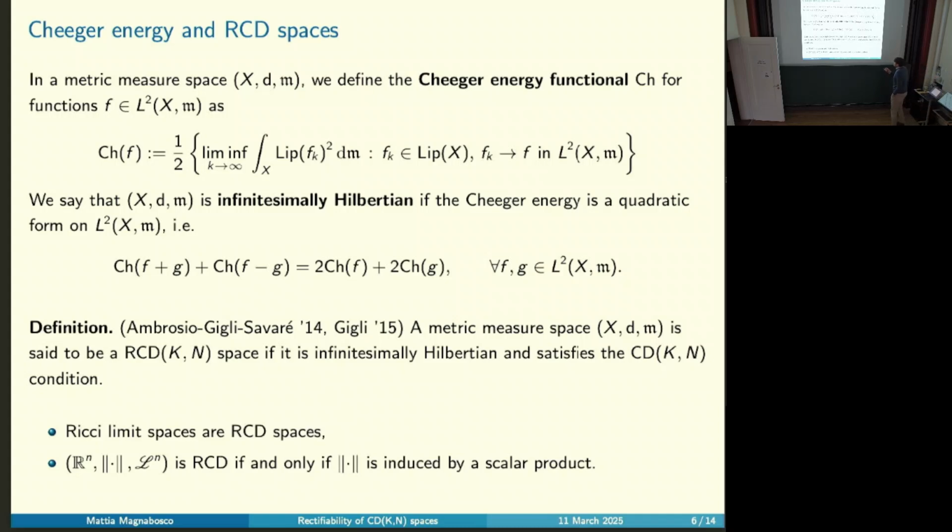And indeed, this was also very reasonable because it allows to define a lot of analytic objects, for example, the Laplacian, the heat flow, and then you can generalize these analytic objects and you can develop an analytic study of RCD spaces, and in this case you are able to prove finer geometric results building on this analytic structure given by the infinitesimal Hilbertianity. So in general, RCD spaces are nicer, and it's actually possible to prove remarkable results in these non-smooth spaces.